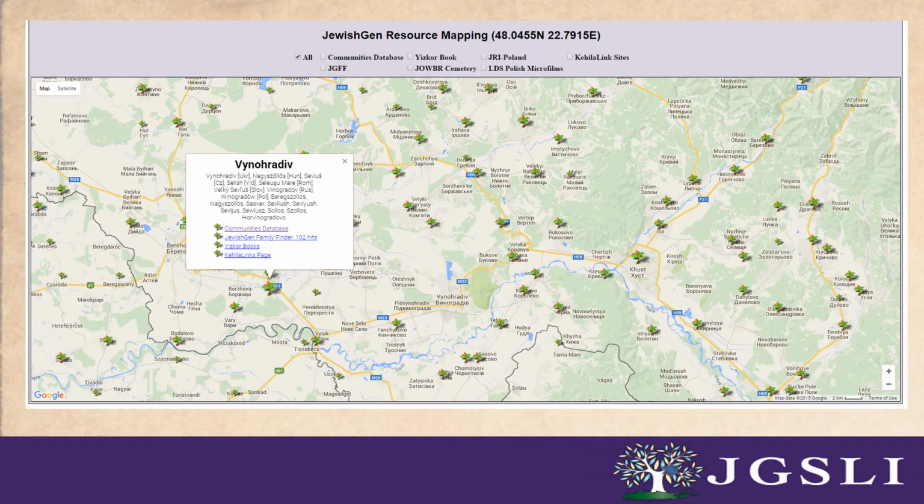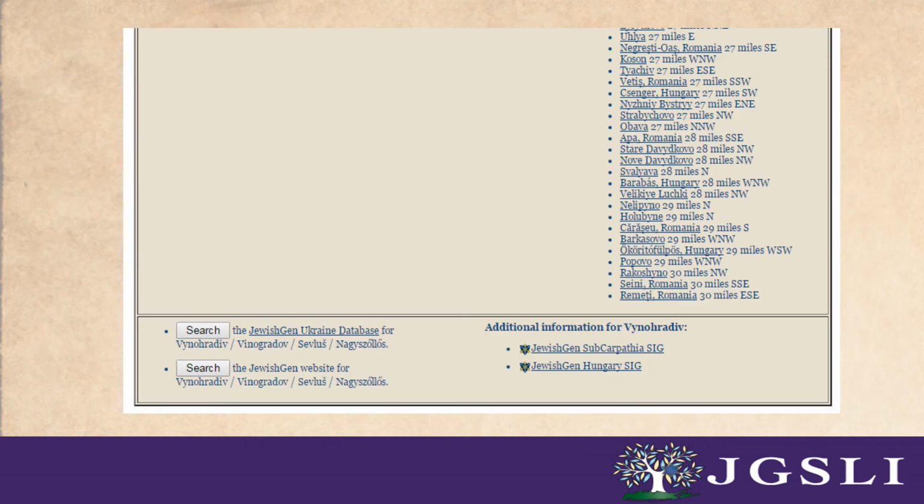Number 7. The JewishGen Resource Map will give you a broader area map with JewishGen trees on all of the towns where there are database records for those towns. By moving your mouse over any of the tree icons, you can see a listing of all the resources available throughout the JewishGen site. Number 8.